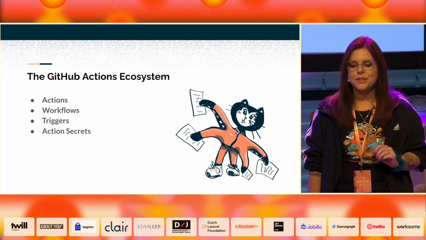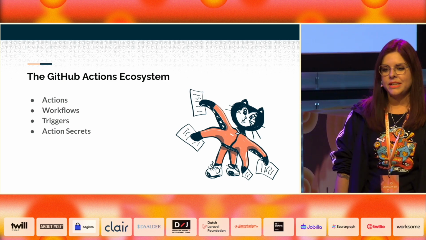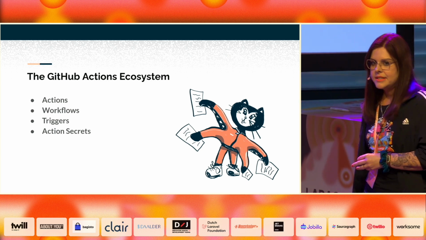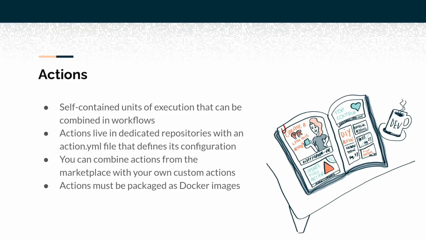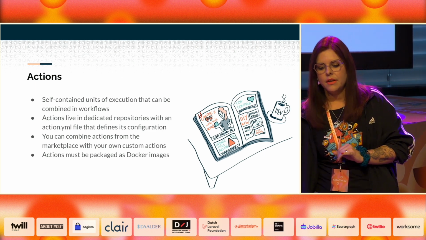So there are some important things to understand to make better use of GitHub Actions. There are 4 components that I think are very important: actions, workflows, triggers, and action secrets. If you understand how these work, then you can think of better ways to use this feature. So actions are the most important part of it. They are self-contained units of execution. So you can combine these into a workflow. Usually you have one workflow with several actions.